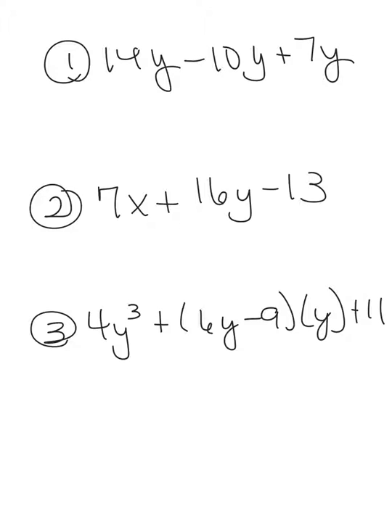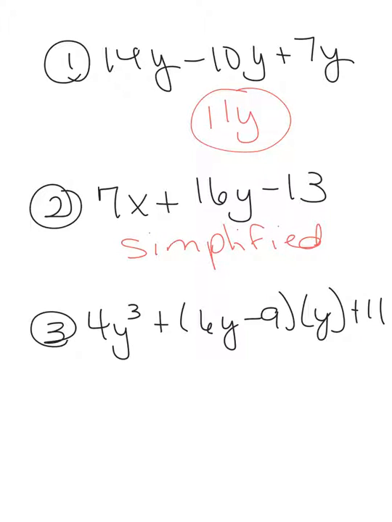Okay, and looking at a few other examples, in number 1, again, I'm always looking to see if I can combine like terms. And in this case, every term has a y. So I have 14 minus 10 gives me 4y. Plus 7y is going to give me a total of 11y. All of those terms happen to have y to the first power. In number 2, I have 7x plus 16y minus 13. I can't combine any terms. I have an x variable, I have a y variable, and I have a constant. So we would just say that this is already simplified. I can't combine any terms anymore.